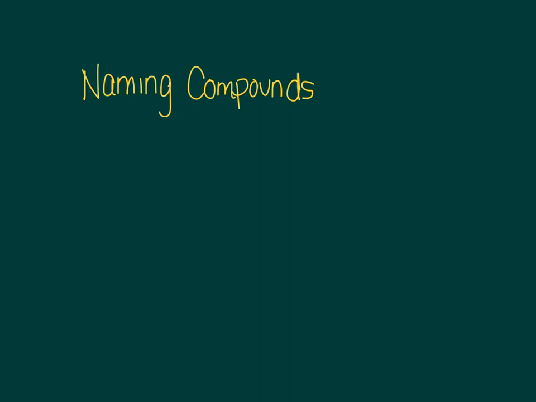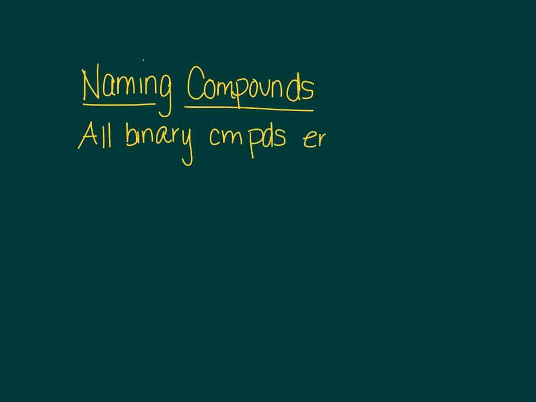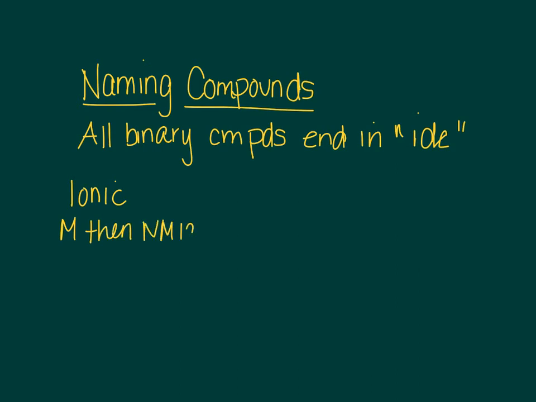I'm going to briefly review naming compounds. I just posted the answer keys to the practice sheets on these from the other day in class, so I think that we've done quite a bit on this, and you just have to know the general basics. All binary compounds, meaning all compounds that are only made up of 2 elements, end in ide. If it's ionic, you name the metal, then the nonmetal with the ide ending.